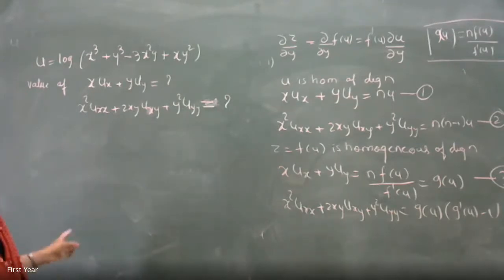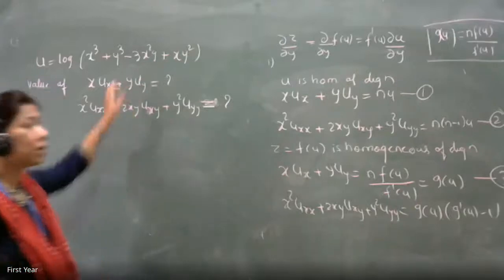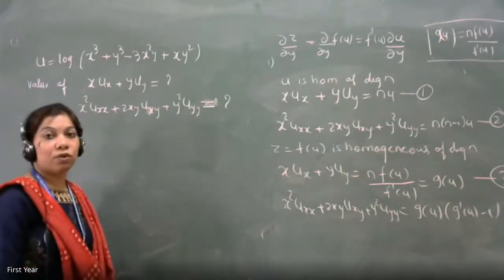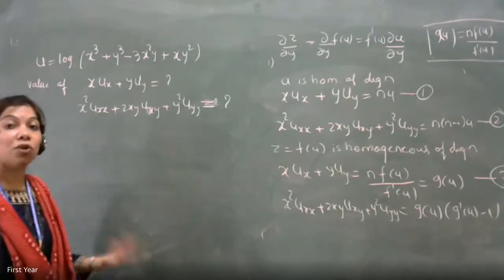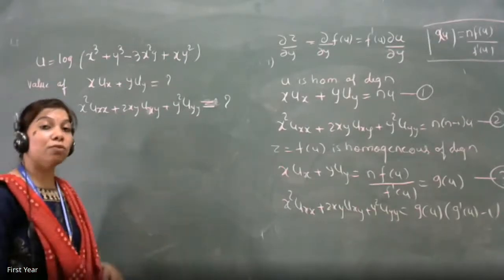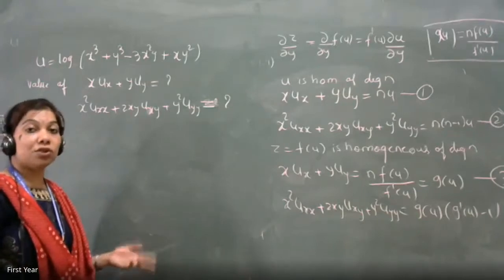So we have to first identify when I am going to apply Euler's theorem. It totally depends on the expression which is asked. So here both the expressions are of Euler's theorem. That's why we will go for Euler's theorem. Second thing that you have to check is whether u is directly homogeneous or it is not a function of homogeneous function. It is a function of homogeneous expression.